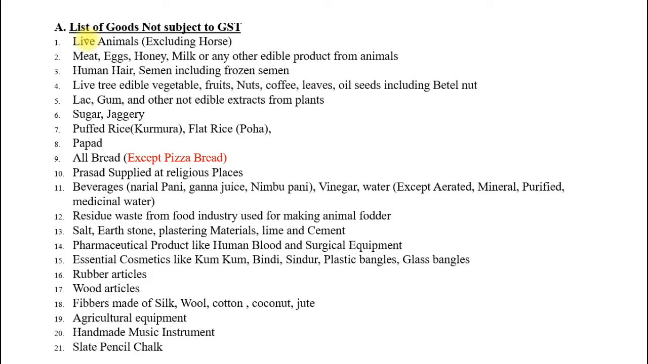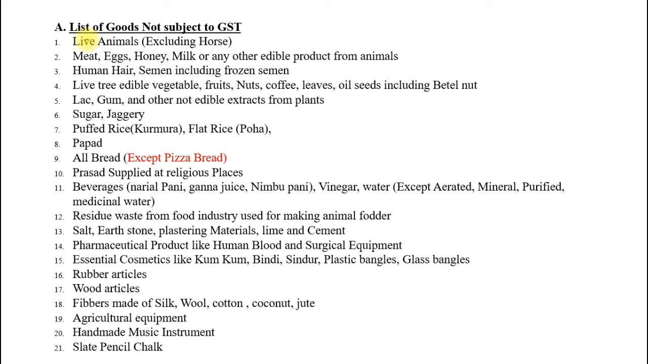Salt, earth, stone, plastering material, lime and cement are exempted. Pharmaceutical products like human blood, surgical equipment, essential cosmetics like kumkum, bindi, sindoor, plastic bangles, glass bangles, they are again all exempted. Rubber articles, wood articles, fibers made of silk, wool, cotton, coconut, jute, agricultural equipment, homemade musical instruments, and slate of the pencil or the chalk.